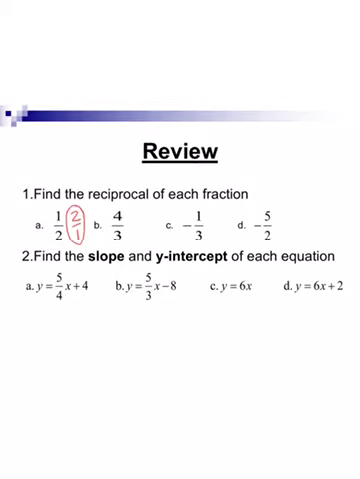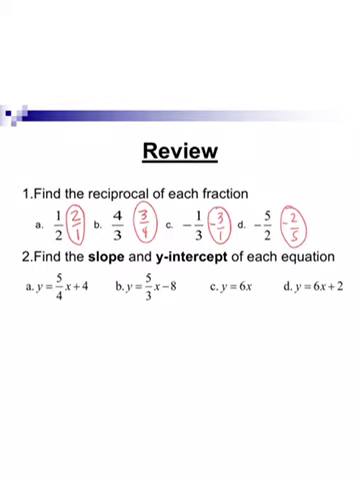What would the reciprocal for part B be? 4 over 3. Part C? Part D? The answers should be 3 over 4 for part B, negative 3 over 1 for part C, and negative 2 over 5 for part D.